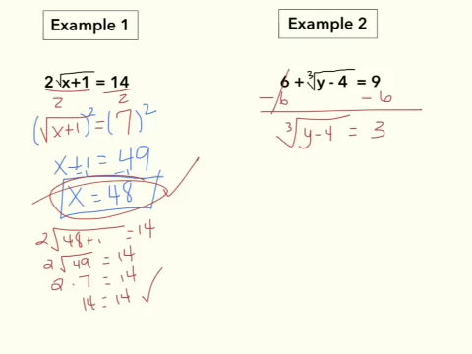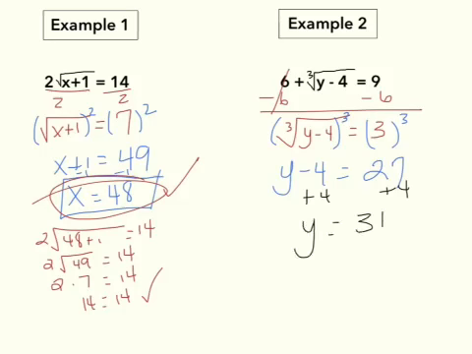Second step, apply the inverse operation. This is the cubed root, so we need to cube it. So that way the cubed root and the cube will cancel each other out. And then we just have y minus 4 equals 27. And then solve for y. So add 4. So my y is 31.